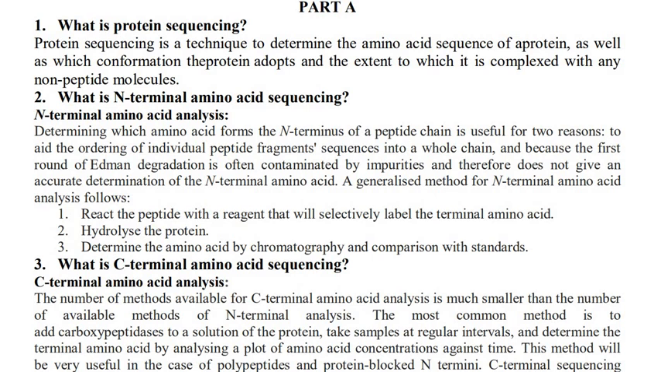You know, my friend, the first round of Edman degradation is often contaminated by impurities and therefore does not give an accurate determination of the N-terminal amino acid. A generalized method for N-terminal amino acid analysis follows: react the peptide with a reagent that will selectively label the terminal amino acid, hydrolyze the protein, and determine the amino acid by chromatography and comparison with standard.